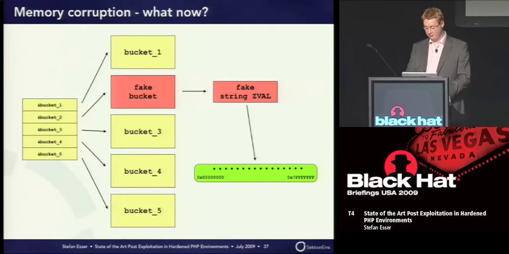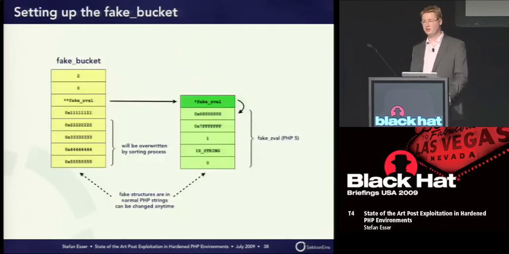Setting this up is very simple. The first thing is you need to set up the fake bucket, and actually you only need to fill in the first 3 elements: the index, a 0 because it's a numerical index, so the string length of the key is just 0. And you need a pointer to a zval. Because you can leak so many things through the information leak exploit, providing this is not very problematic.